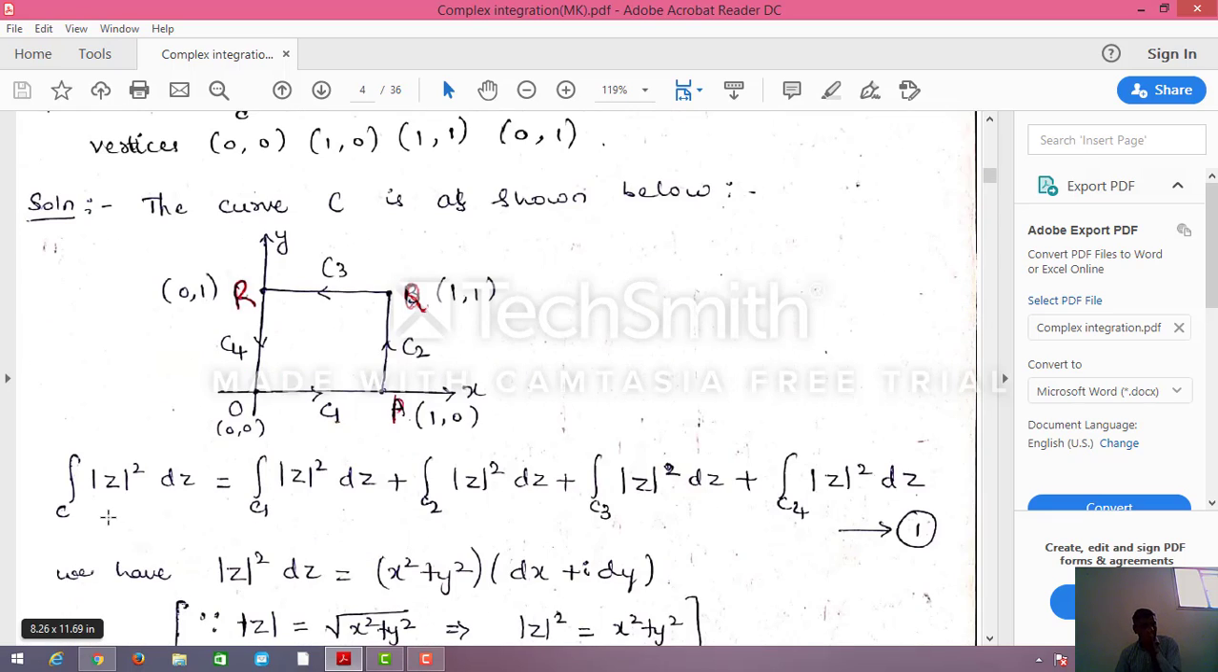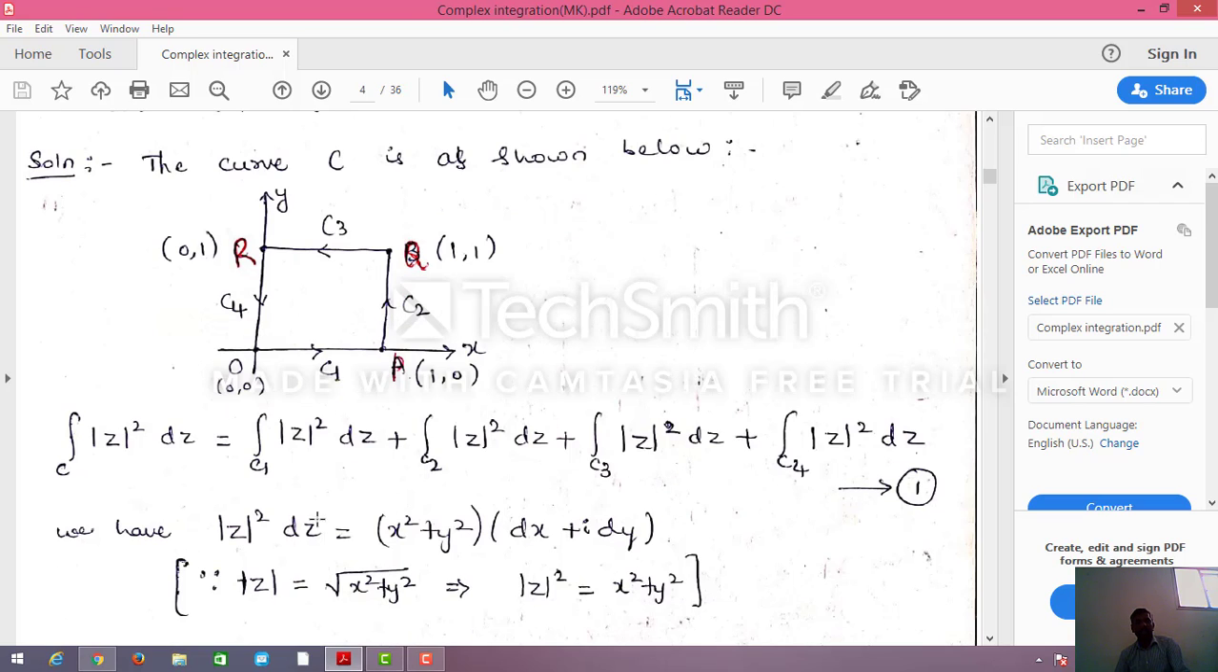So the integration over C of modulus of z square dz equals along C1 modulus of z square dz, along C2 modulus of z square dz, along C3 modulus of z square dz, along C4 modulus of z square dz. What is modulus of z square? You know that z equals x plus iy. Modulus of z is root of x square plus y square. Modulus of z square is x square plus y square. That only I put. Then dz also I already told: dz is nothing but dx plus i dy.